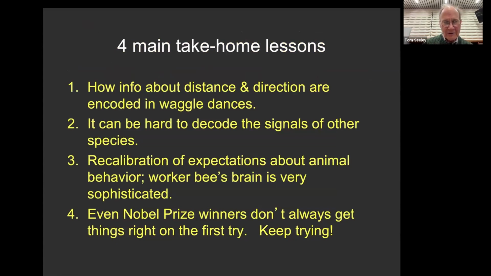So there are 4 main take-home lessons from this talk and from von Frisch's experiments. We've learned about how information about distance and direction are encoded in waggle dances. Directions are indicated by the orientation of the waggle run relative to straight up on the comb. Distance is indicated by the duration of the waggle run in each dance circuit.